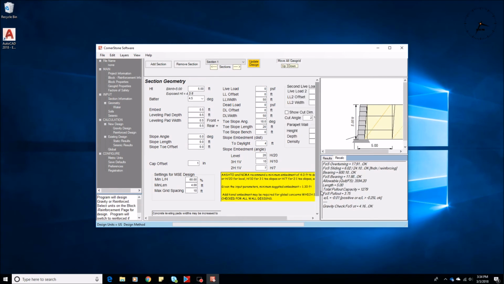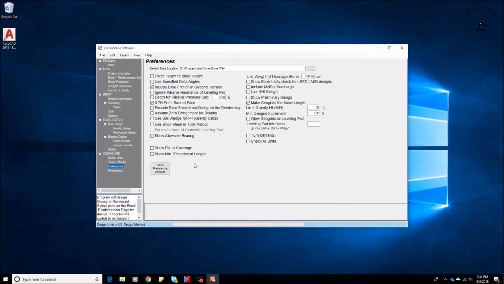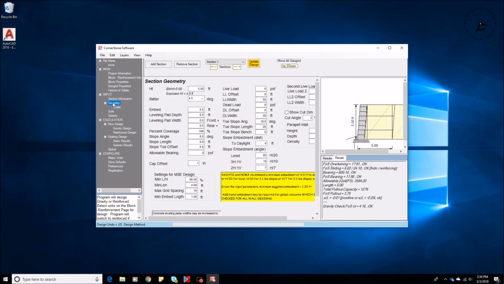I think that takes care of this. We do have one other. If we go to options here, I'll show allowable bearing and show partial coverage. So these are three options that I leave turned off, but we can turn those on.